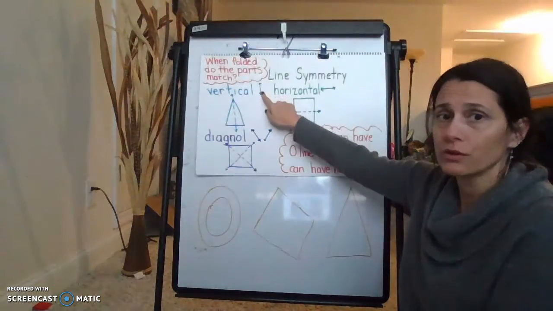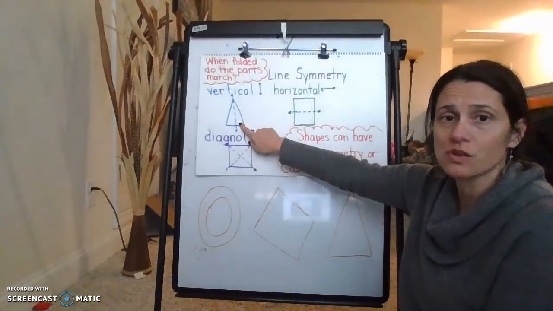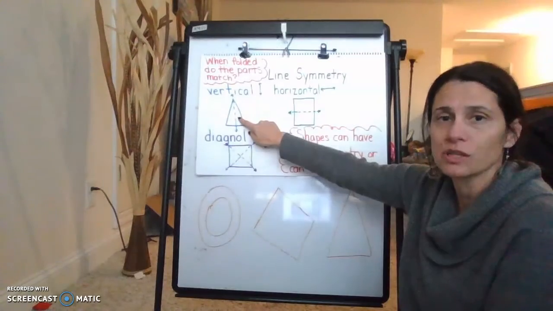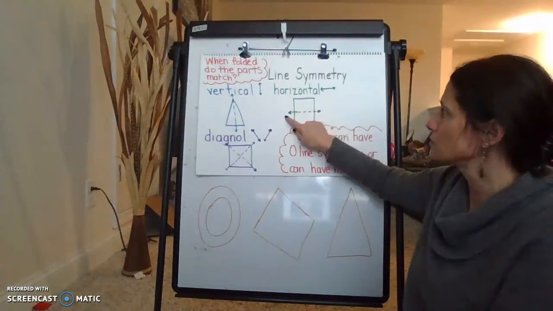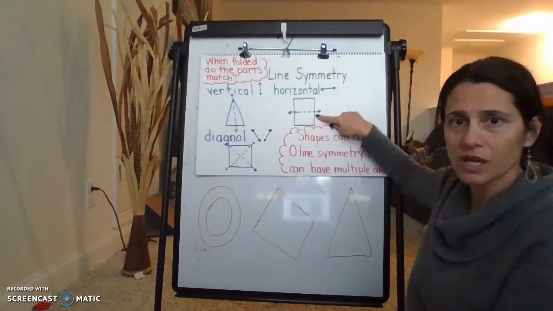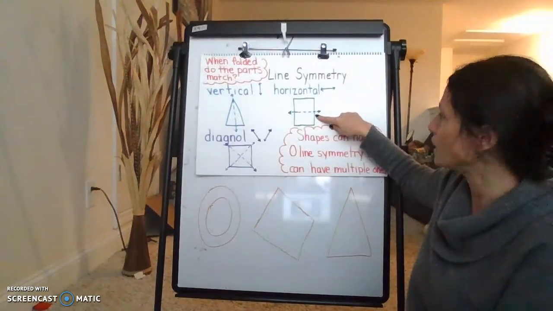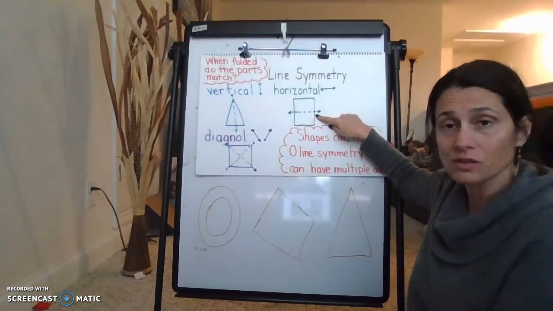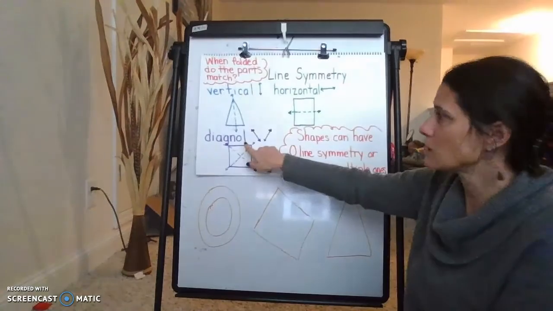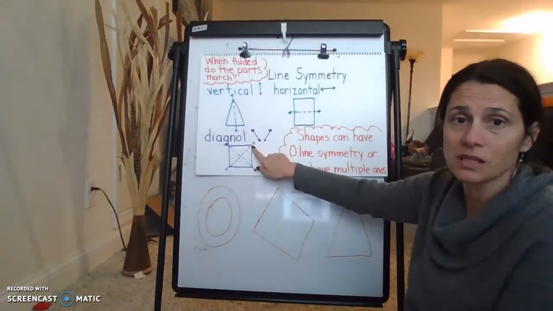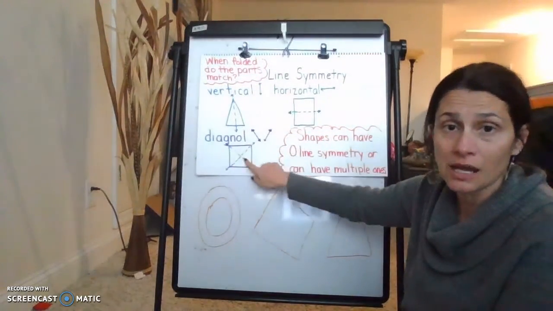Now it could be a vertical, which is up and down, so this triangle has a vertical line of symmetry. A horizontal means going across the page. This rectangle has a horizontal line of symmetry. And then there's also diagonal ones, so that means it can be cut diagonally.